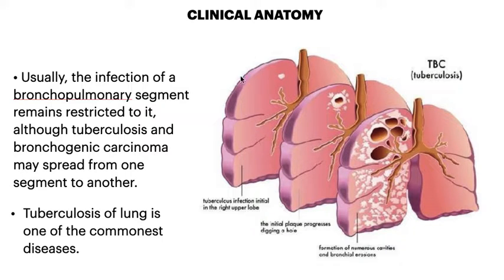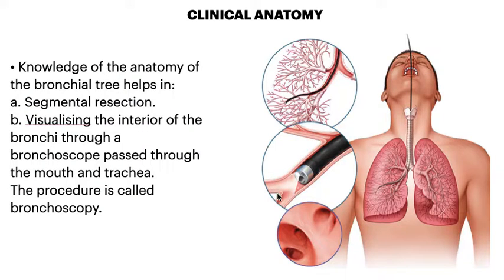but tuberculosis and bronchogenic carcinoma may spread from one to another bronchopulmonary segment. Tuberculosis of the lung is the commonest disease. Now, knowledge of the anatomy of the bronchial tree helps in the segmental resection, visualizing the interior of the bronchi through a bronchoscope passed through the mouth, you can see over here, and the trachea. This procedure is called bronchoscopy.